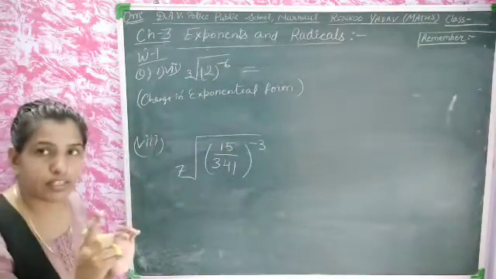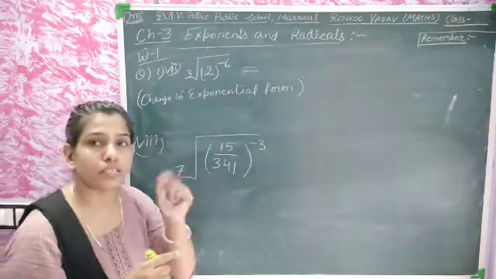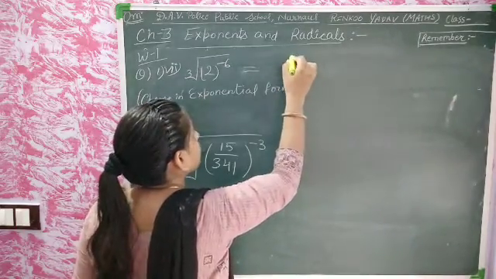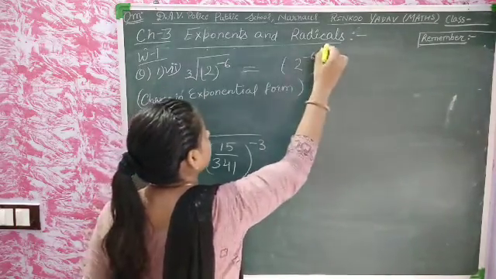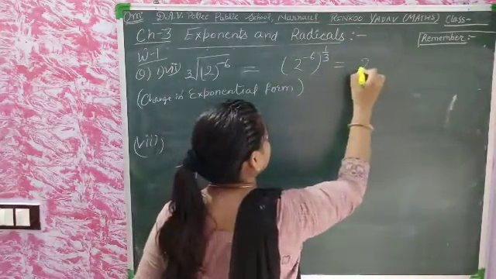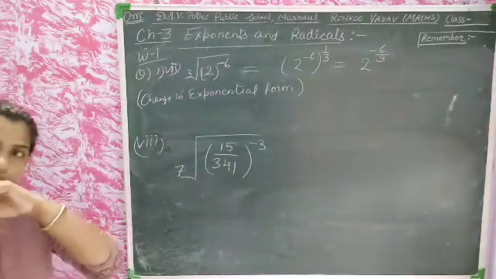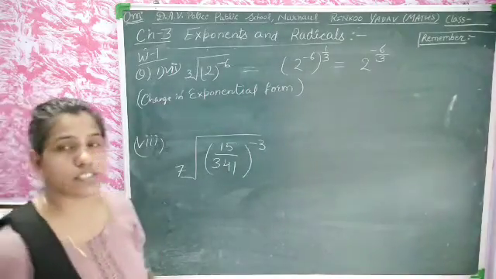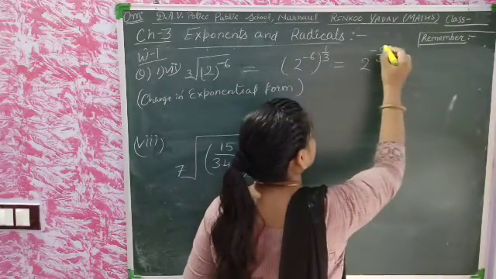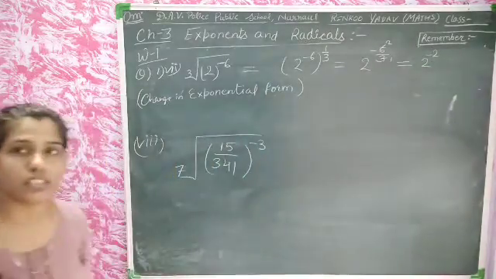Okay students, so change in the exponential form. This is in the radical, and we have to change it into the exponential form. Exponential form means we have to change it into the exponent. 2 to the power minus 6 to the power 1 by 3. Done. And it's equal to 2 to the power minus 6 divided by 3. Is this clear students? This is minus 6 divided by 3. 3 1s are 3, 3 2s are 6, and its power is 2 to the power minus 2. We will get the answer here.